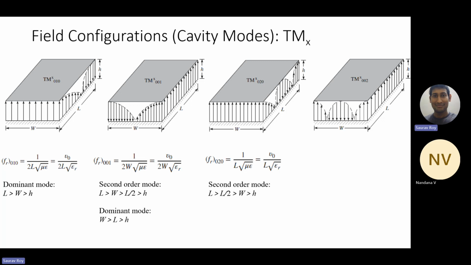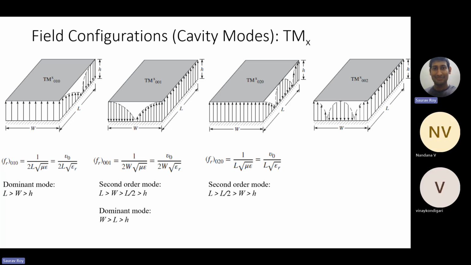Now you see how this field configuration looks in the leftmost picture. 010 means in the X direction, all the fields are the same. All of them are vertical, right? So there is no variation in the X direction. If you go along the X direction, there is no variation. And in the Y direction, there is one half wavelength variation across the length. If you remember, the length is our Y direction. So here M is 0, N is 1, and P is again 0.